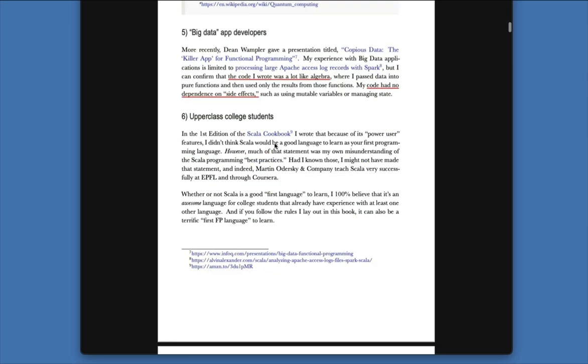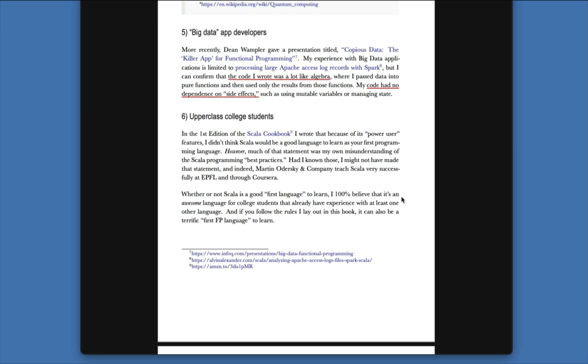Another thing I noted when I wrote the first edition of the Scala Cookbook: because I thought it was kind of a power user language, I didn't think it would be a good language for students to learn as their first programming language. However, I thought it'd be a great language for them to learn once they had seen another language like Java or C or something like that. And I should say that part of that was based on my misunderstanding of how to use some things in Scala, and especially best practices. So if I had known more about those best practices, I might not have made that statement.